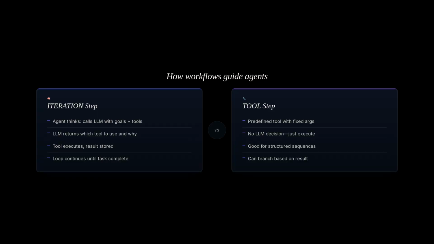Agents follow workflows. Think of them like flowcharts. An iteration step is where the agent thinks. It prompts the LLM, which decides which tool to use and why. A tool step just executes a specific action without asking the LLM. You can also add wait steps to pause execution and permission gates that ask a human before doing something risky, like sending an email.